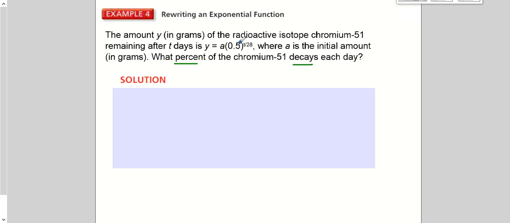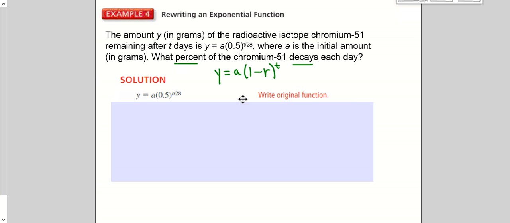Okay, so we've got this equation. We need it to show percent decay. So we need this equation in that form, 1 minus r to the t power. Right now we have a t over 28. So we have to change this exponent to be just the t. We've got to get rid of that over 28. Write your original function.